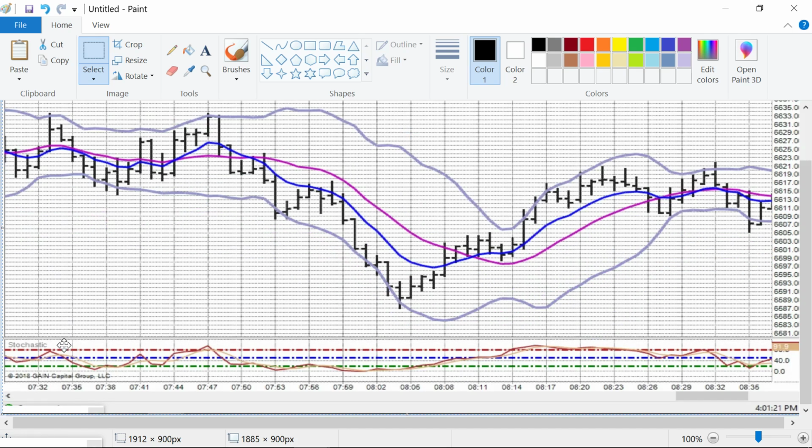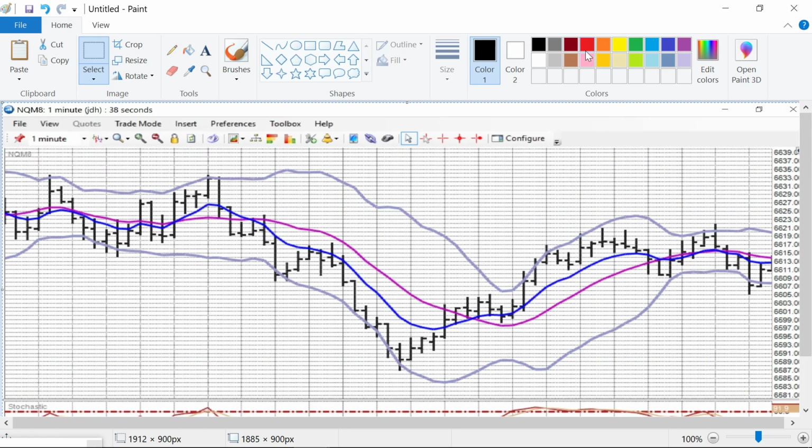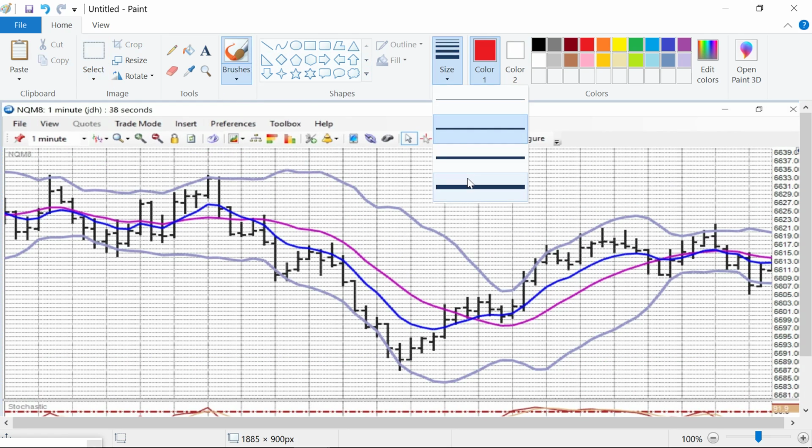I think it was around 7:32. It starts getting narrower here as far as the Bollinger Bands.